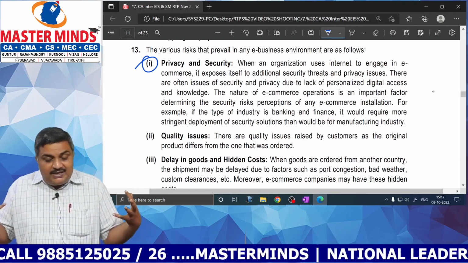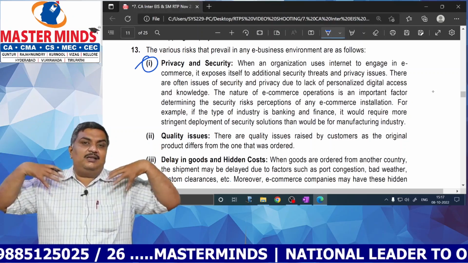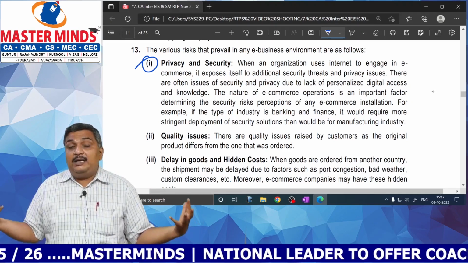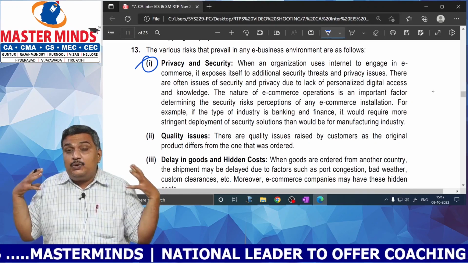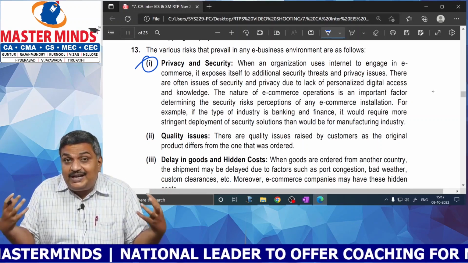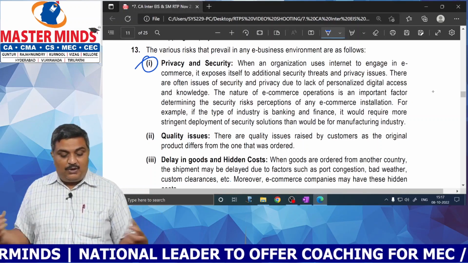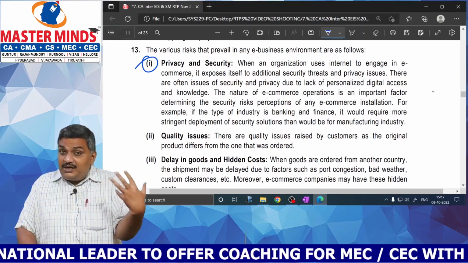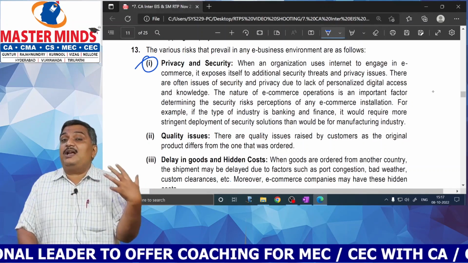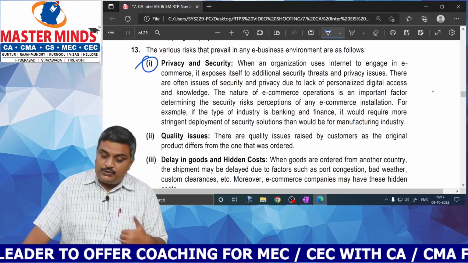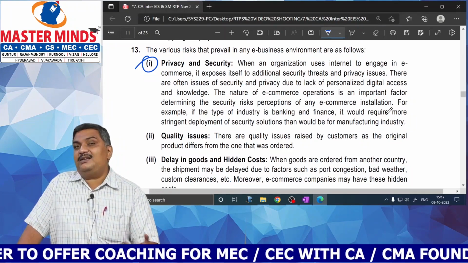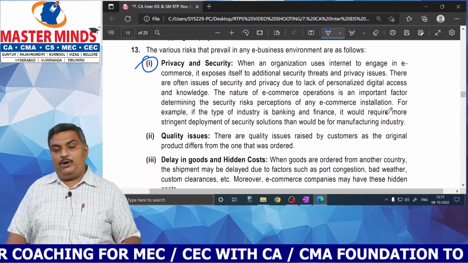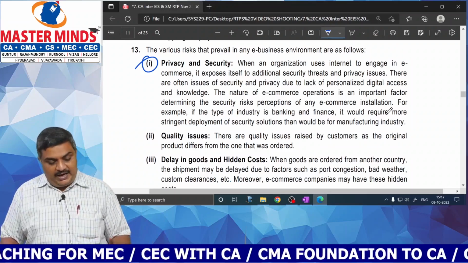These e-commerce companies collect private, sensitive data from the customers. And now, it is a big challenge for the companies to protect the security of the customers' data. That is one of the most important things. And if the customer data is lost, then the organization has to face a lot of legal issues and problems. So maintaining privacy and security becomes the most important risk for an e-commerce business.